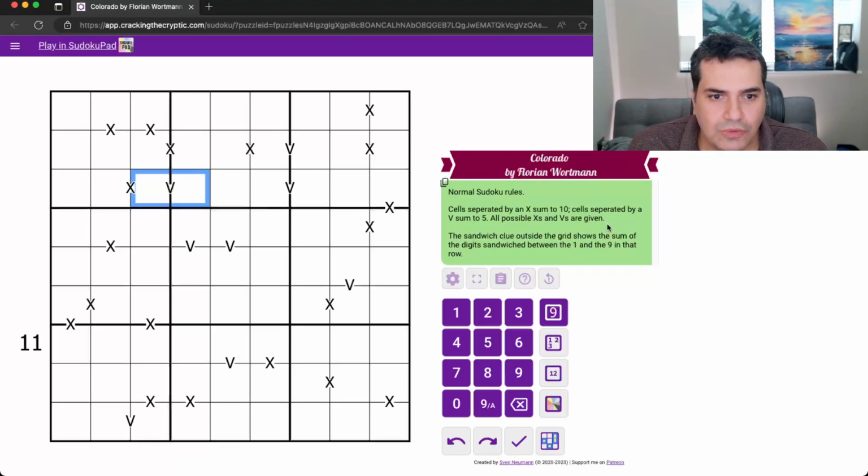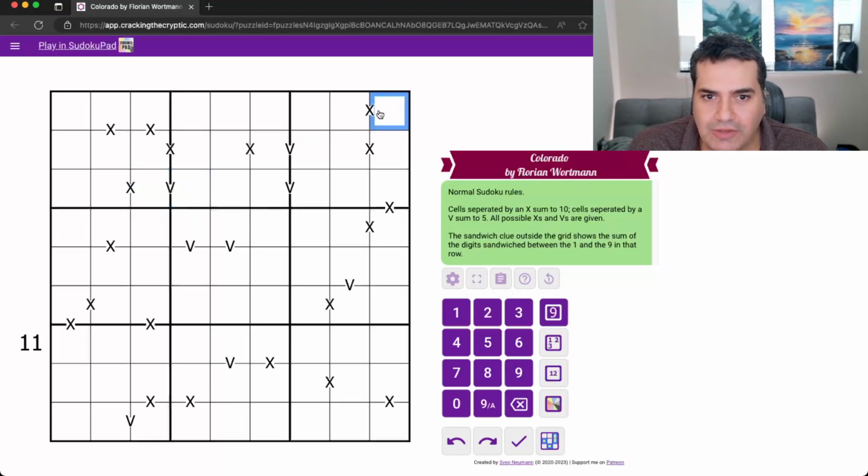Quite interesting here, all possible X's and V's are given, which means these negative constraints can actually help in filling the puzzle up quite often, a lot more than you might think. And I often miss some of these negative constraints. So if you catch me being stuck for a while, most likely it's because I'm missing a negative constraint of some sort.